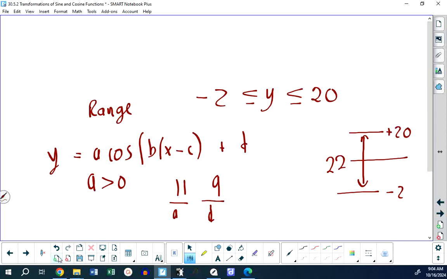You could, and this is what your textbook teaches, take the maximum and the minimum and add them together and divide by 2 to get the average of them, which is the middle. If I take 20 plus -2, I get 18. Divided by 2, I get 9. The range is all wrapped up in the values of a and d. Okay?